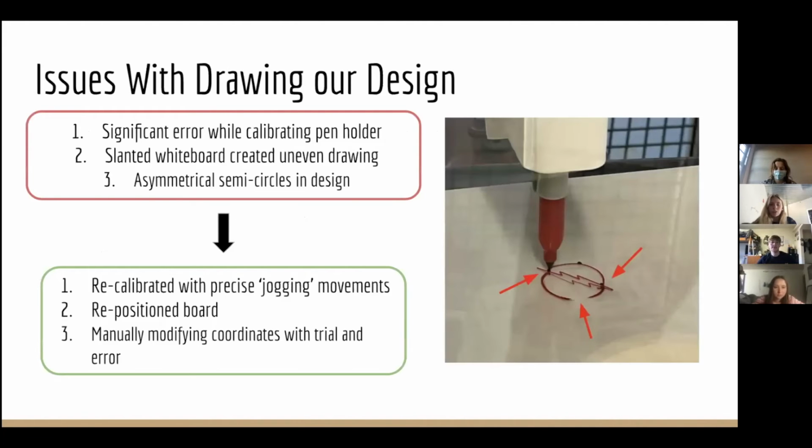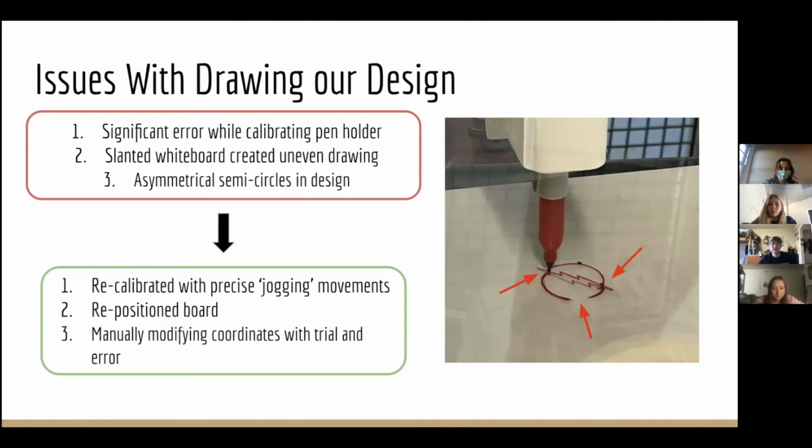So in the lab, we actually encountered a couple errors. So the first issue we encountered going into the lab was the calibration of the tool pin. And then the second was a slanted whiteboard. So these 2 problems affected how our design was drawn and increased the time that we had to spend in the lab to find solutions to these problems.